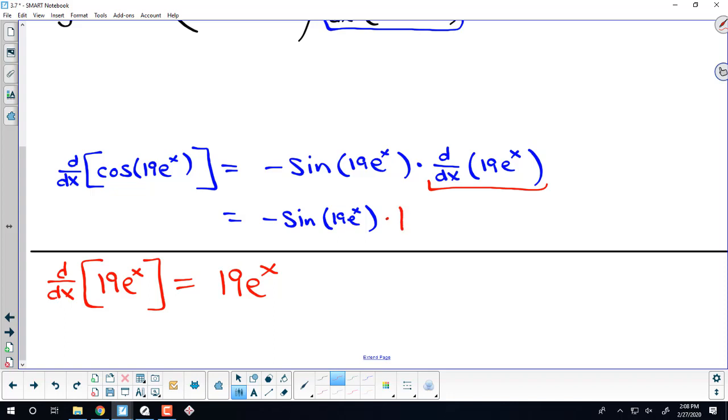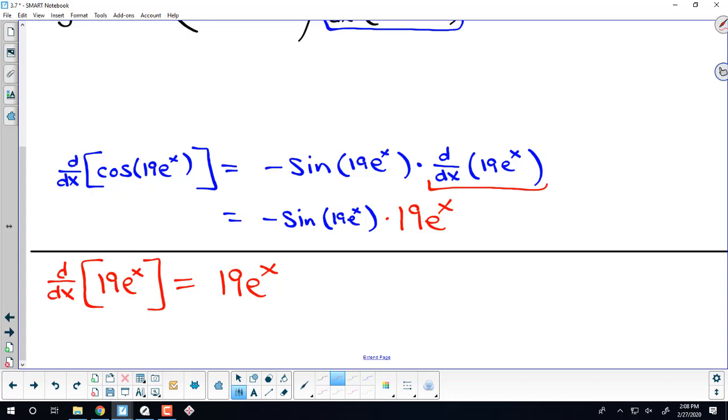So we're multiplying negative sine of that quantity by 19e to the x. And again, with all these rules floating around, 19e to the x is a product, right? So I could apply the product rule. You can totally do that, or you can recognize that 19 isn't a function of x, it's a constant times a function of x, so that 19 just comes out to multiply the derivative of e to the x. However you want to think of that, I don't think there's a right way, but a constant times a function of x is a lot more efficient than using the product rule.